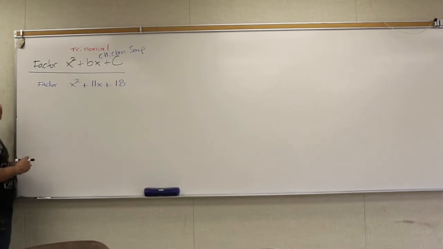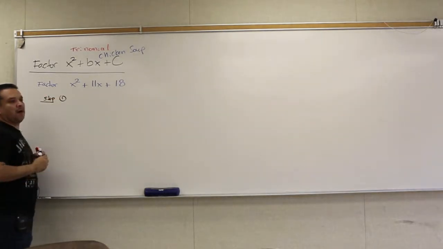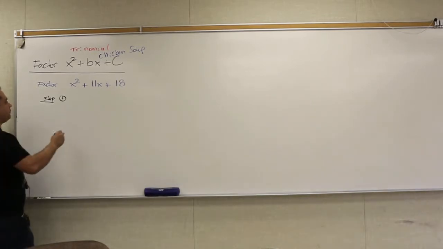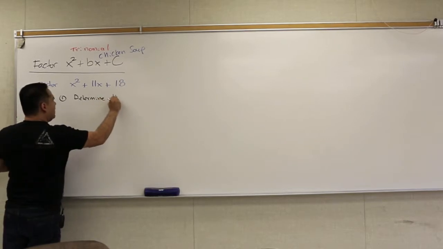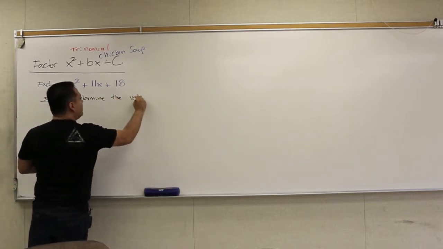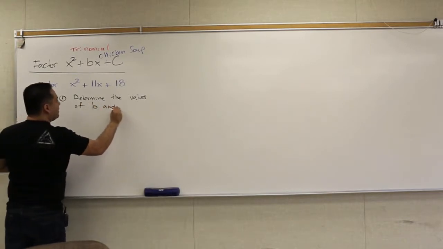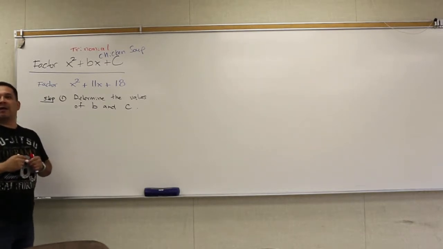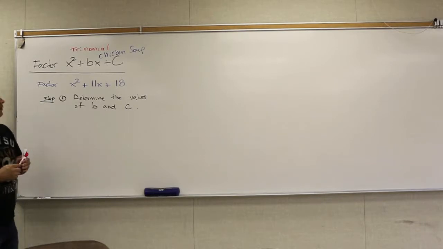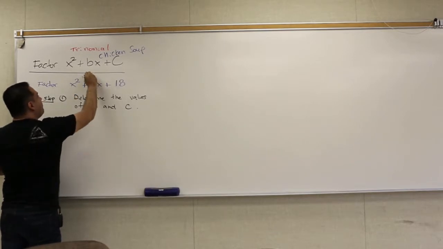You're going to follow the procedure. Here's your procedure. Step 1, you boil the chicken. I'm going to say this. Step 1, you're going to determine the values of B and C. Okay, can anybody tell me what the values of B and C are? Well, what is B anyway? Isn't that the number multiplied to x? So B is 11. Good.